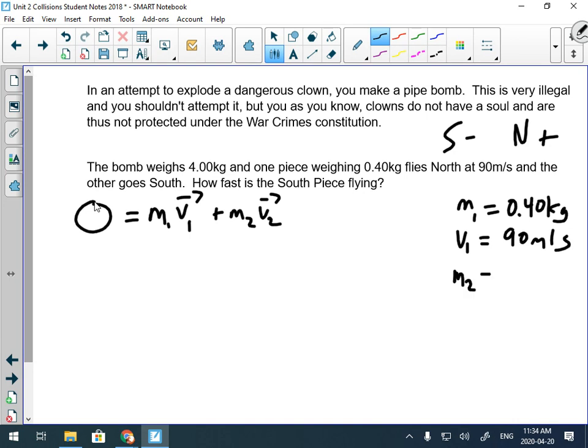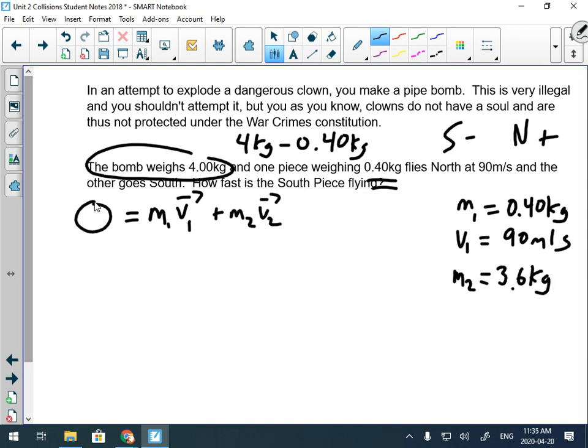The mass of the south piece, it doesn't tell us the mass, but the whole bomb weighs 4 kilograms. And if we subtract that from the north chunk, the chunk that's left over is the south chunk. Now, I know in an explosion you're going to lose stuff to shrapnel and things like that, but we're going to pretend 100% of the mass is conserved. Okay, and we don't know speed of the second system.